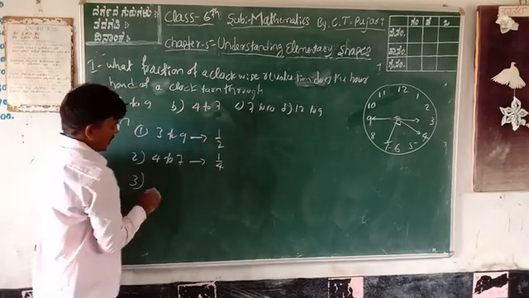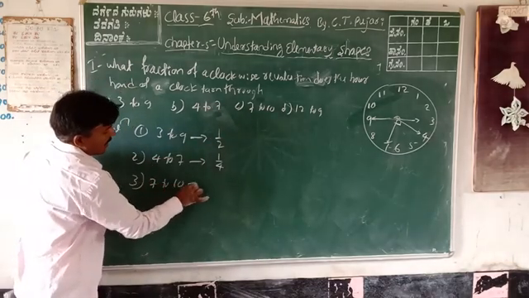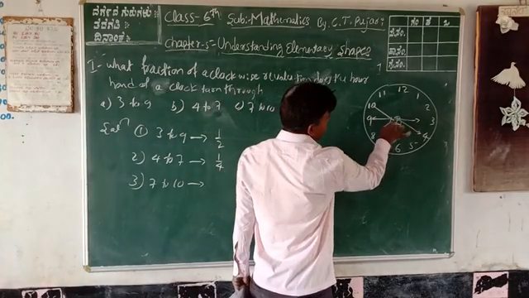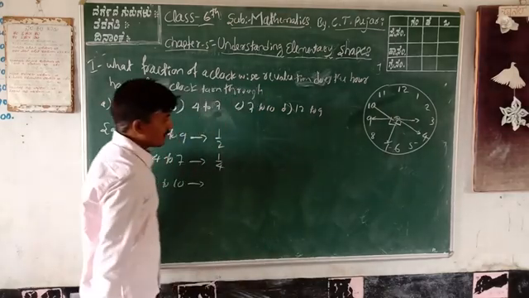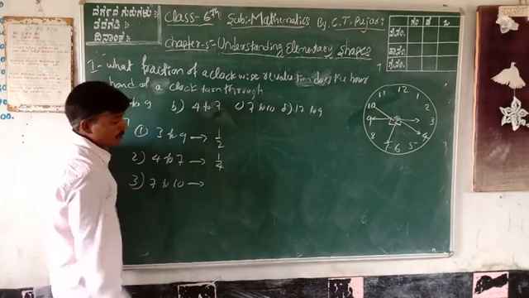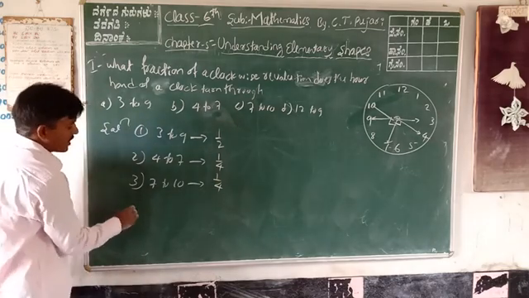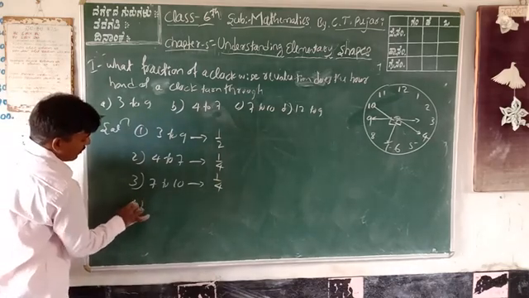7 to 10. Again, 7 to 10 is also 90 degrees. 90 degrees means 1/4 of a revolution. 1 by 4th is the fraction. Next, the fourth one is what?